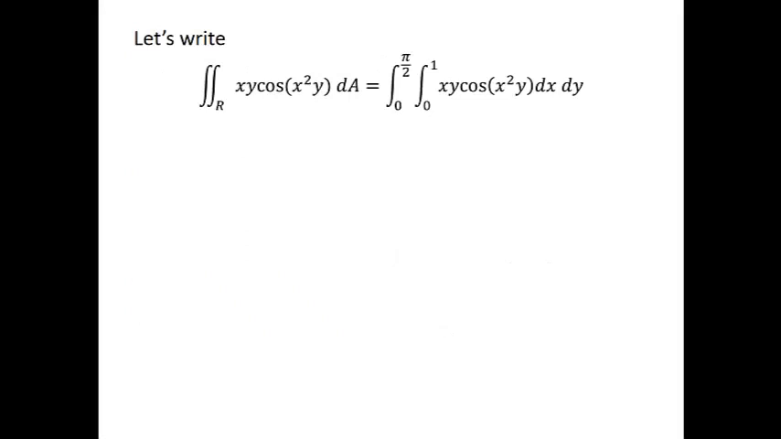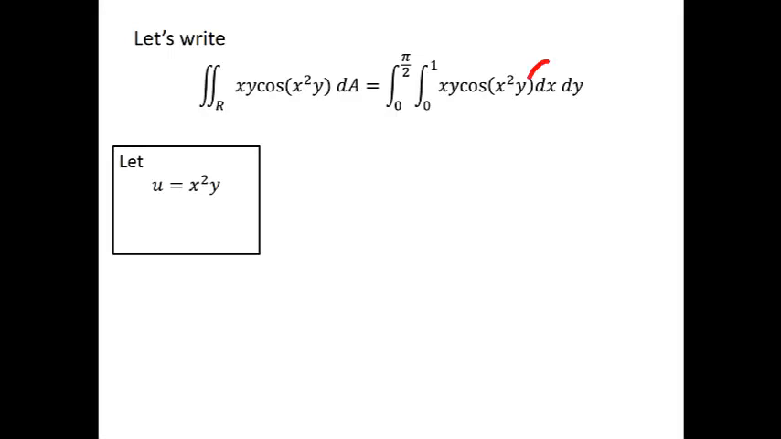If we integrate first with respect to x, then we're integrating essentially x cosine of x squared y. And that requires u-substitution. So we will let u be that inside function, x squared y. Since everything is with respect to x, when we take the derivative, it will be with respect to x. So du will be 2xy dx, or we can rewrite this to say that 1/2 du is xy dx.